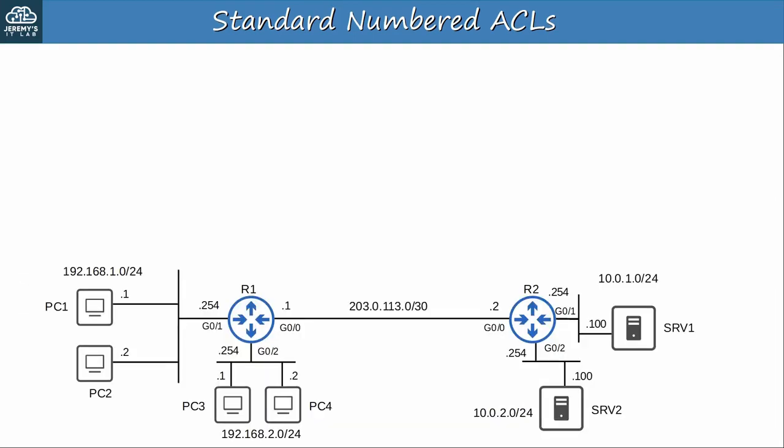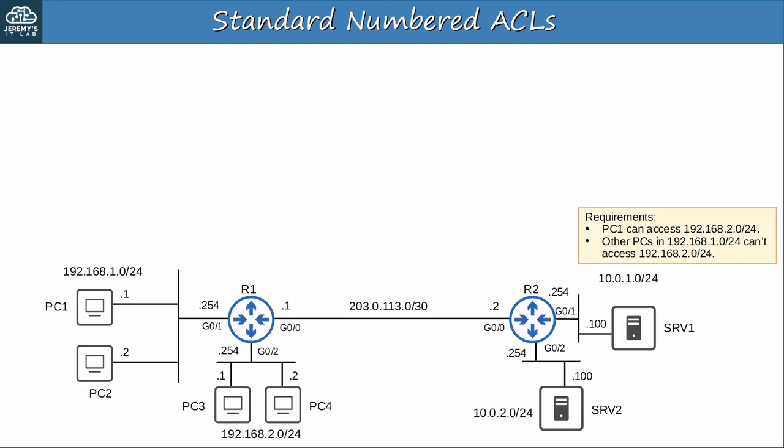Here's the same network as before. I'll give some requirements, and we'll use ACLs to restrict the traffic to fulfill those requirements. On R1, I'll configure standard numbered ACLs, as I just showed you. Then I'll introduce standard named ACLs, and we'll configure them on R2, so you can see how to configure both types.